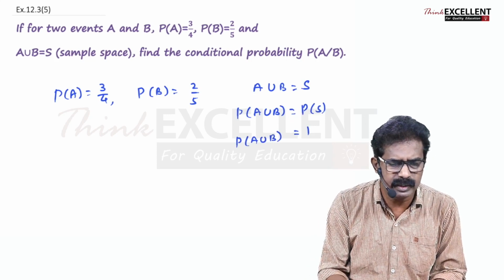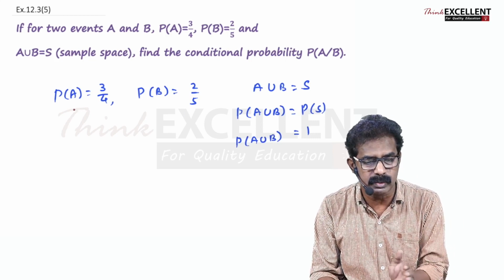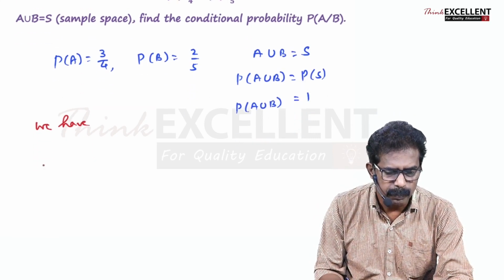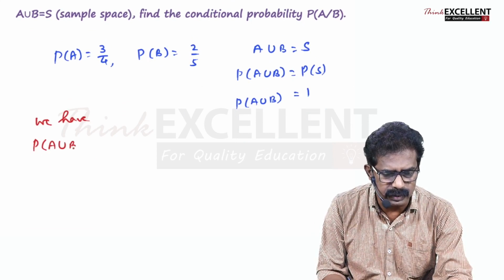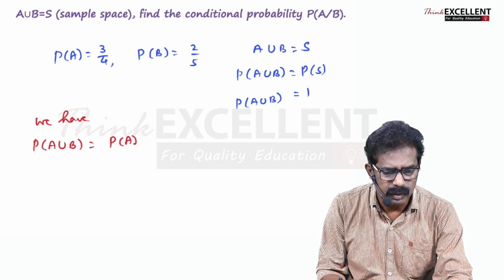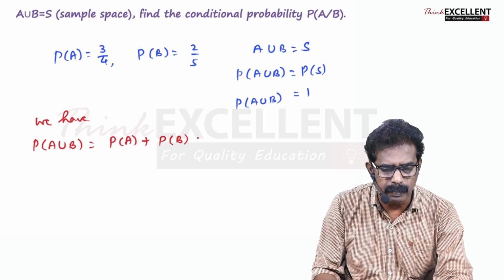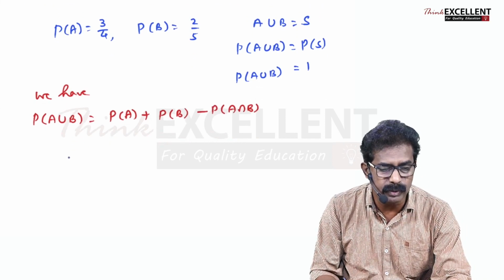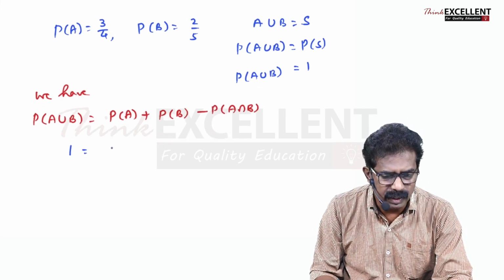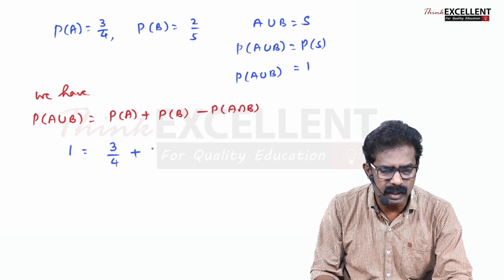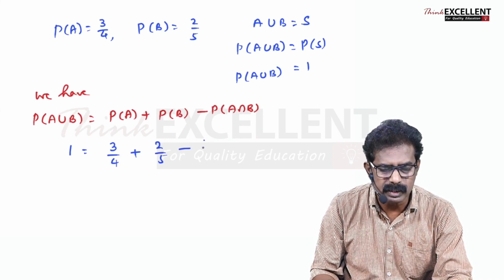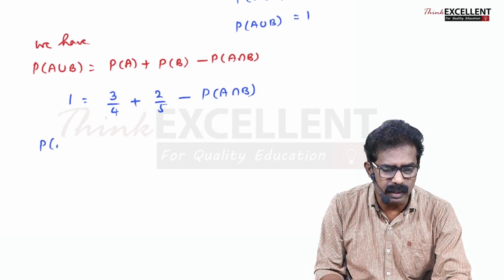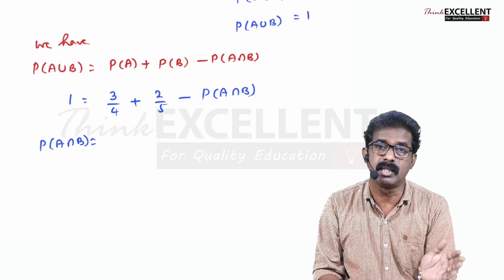So first you use the addition theorem so you can find the unknown. What is missing here? P of A intersection B, right? So you can start like this. We have P of A union B is equal to P of A plus P of B minus P of A intersection B. Substitute the known values. P of A union B is 1. P of A 3 by 4 plus P of B 2 by 5 minus P of A intersection B. Bring this negative term to the left side, P of A intersection B. Take this 1 to the right side, it will become minus 1, right?